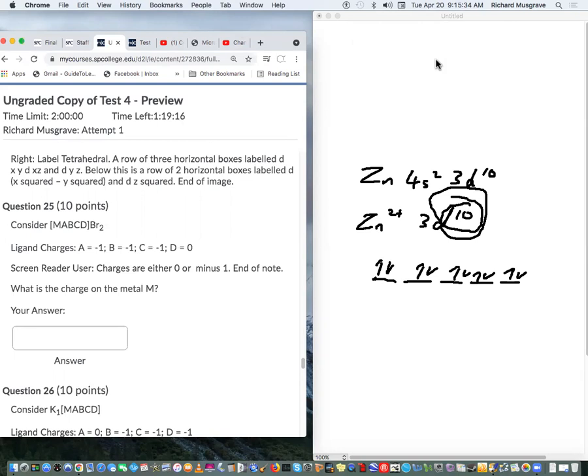Professor Musgrave, I know this is a little out of place, but on the lab final, are we given the reduction potentials for zinc or iron for the voltaic cell sections? I think you'd have to be. Okay. All right. Any other questions?